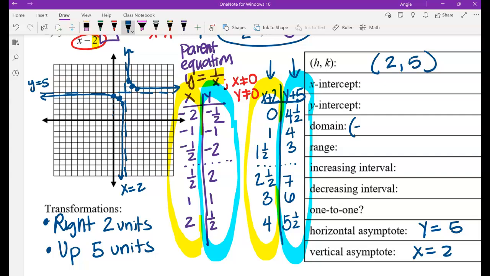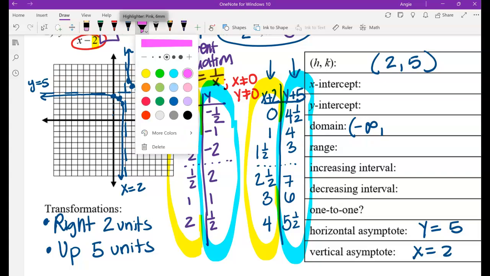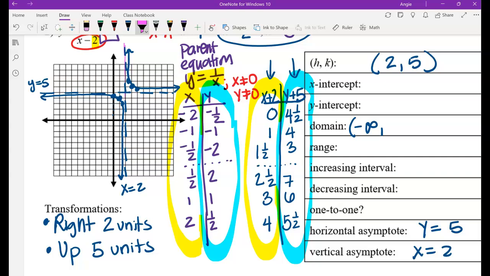Your domain is going to be all real numbers, okay, except 2. So we're going to write negative infinity. The reason we say except 2, guys, is because this x right here, that's your asymptote, so we cannot use that. So that's going to be all real numbers except 2, or negative infinity to 2, union 2 to infinity. Your range is going to be all real numbers except your asymptote, which is 5. So the way that we write that is negative infinity all the way to 5, not including 5. So that's why it's parentheses, it's non-inclusive.